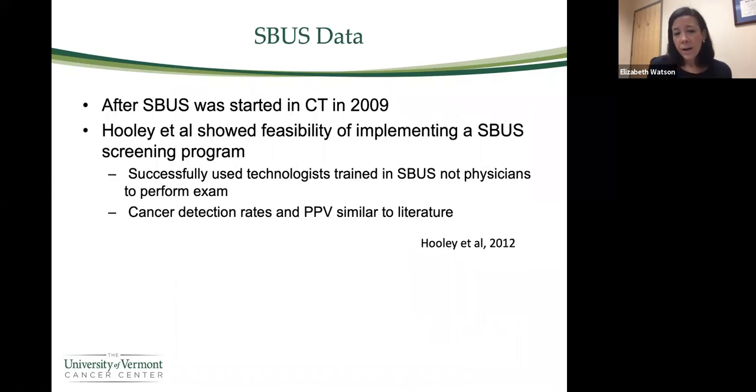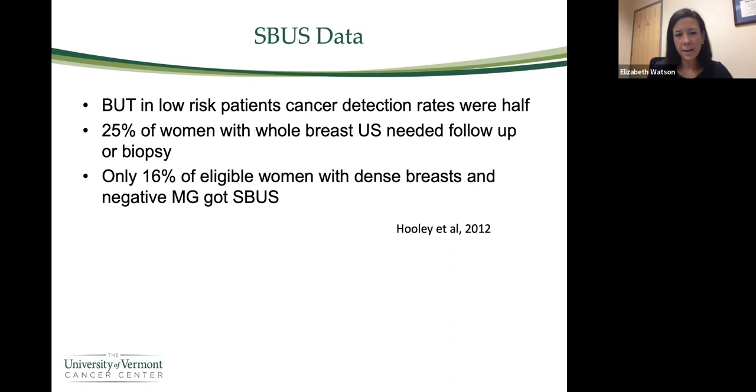So after it was started in 2009 in the state of Connecticut, another study came out and questioned how easy is it for us to implement a program for screening breast ultrasound in a breast center? How can we start doing it across the country and make it at least available for patients should they choose to do it? They found that we could use technologists in order to perform the study, that physicians, radiologists were not necessarily needed to do it, but they did find similar cancer detection rates and positive predictive values to what was seen in that initial study in 2008.